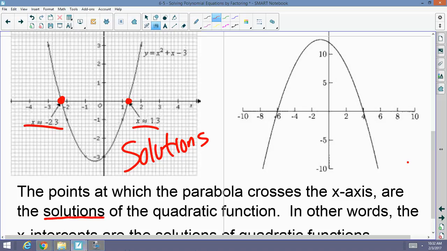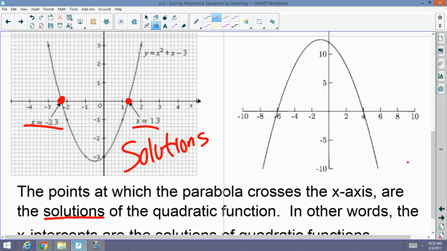In this lesson, we're looking for the solutions, and we're going to find them by factoring. We can find them by graphing. We can find them by completing the square. We can find them by putting them into the quadratic formula. But we're not there yet. The only skill we have right now is factoring. So we're going to learn how to find these two solutions by factoring.